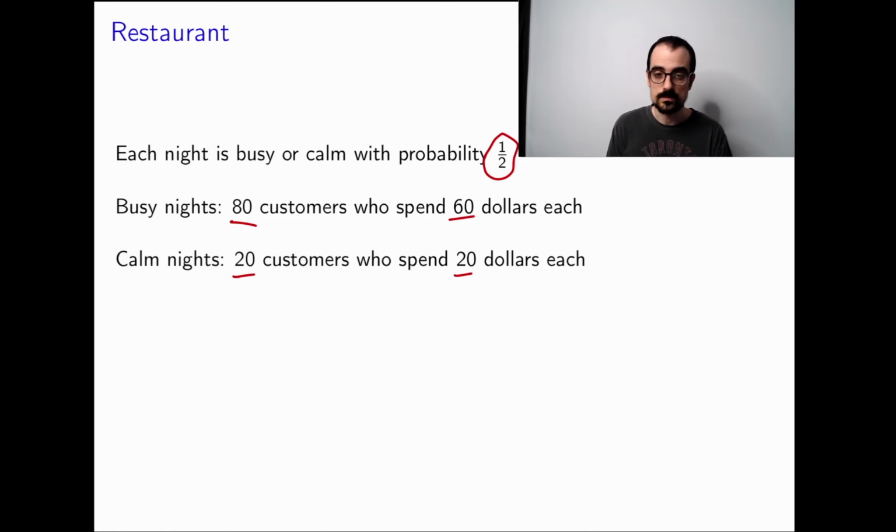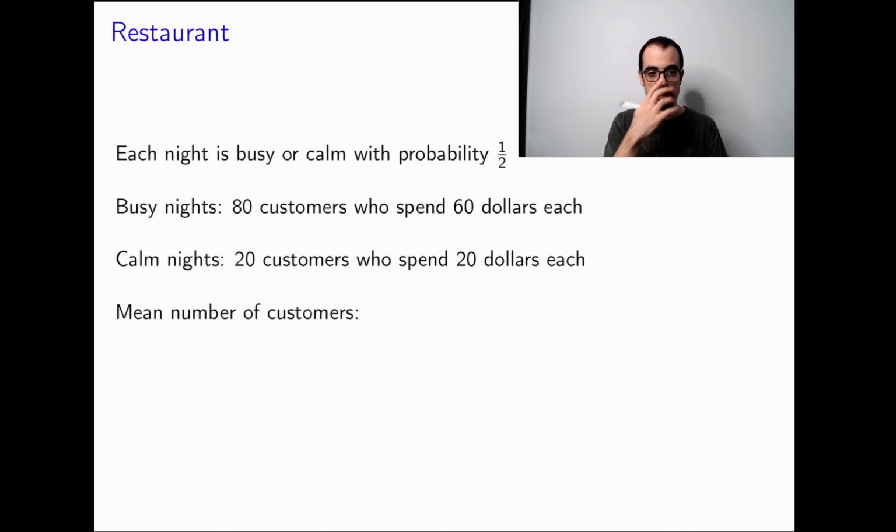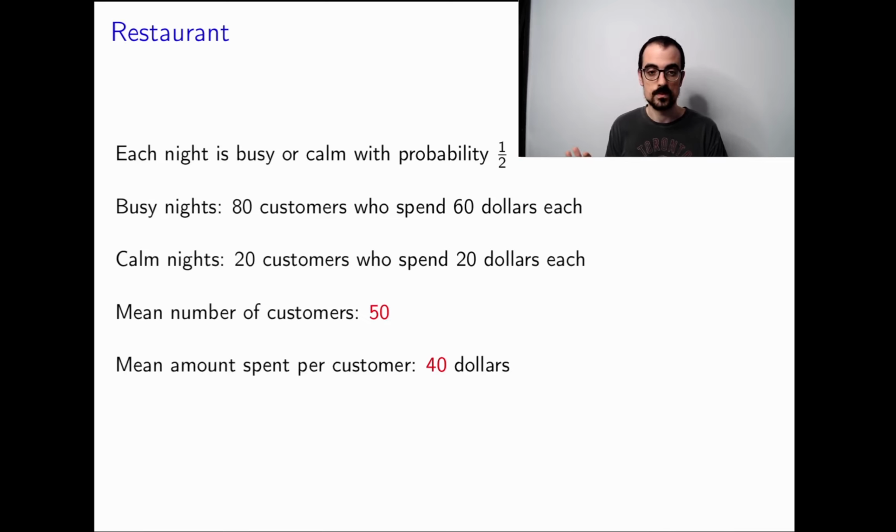So now let's compute the mean of the revenue. The mean number of customers here, what is it? Well, we have 80 with probability 1/2, 20 with probability 1/2. We just sum them together. We get 100. We divide by 2, 50. So the mean number of customers is 50. What is the mean number of dollars spent per customer? With probability 1/2, they spend $60. With probability 1/2, they spend $20. The mean is 40.